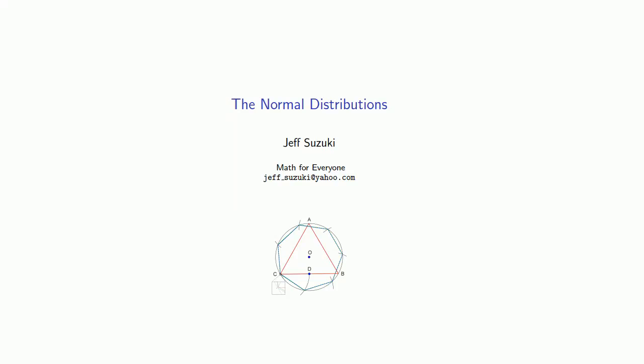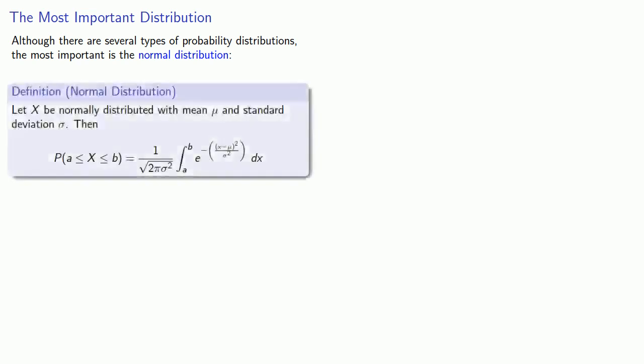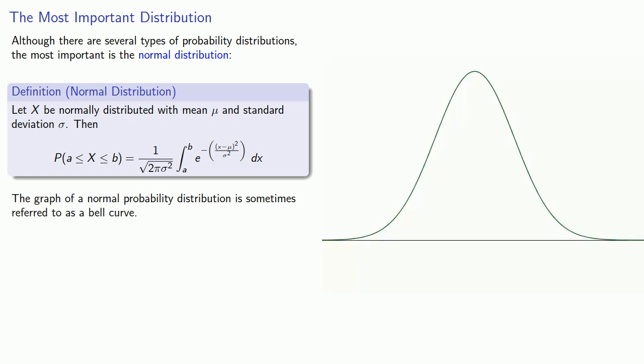So let's talk about what's called the normal distribution. Although there are several types of probability distributions, the most important is the normal distribution. And this is defined using a rather frightening formula. But the important ideas are the following. First of all, the graph of this normal probability distribution looks like this, and it's sometimes referred to as the bell curve.